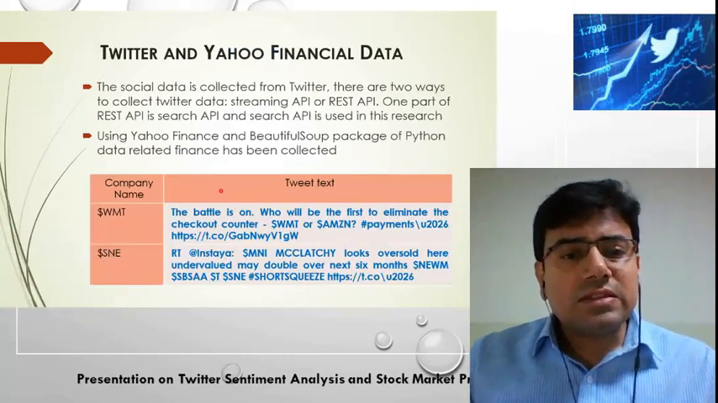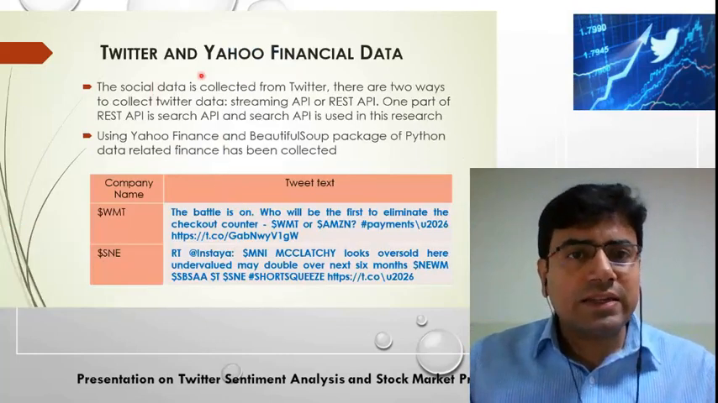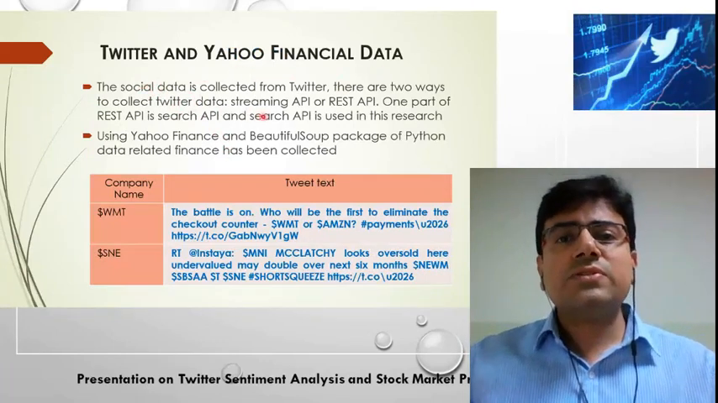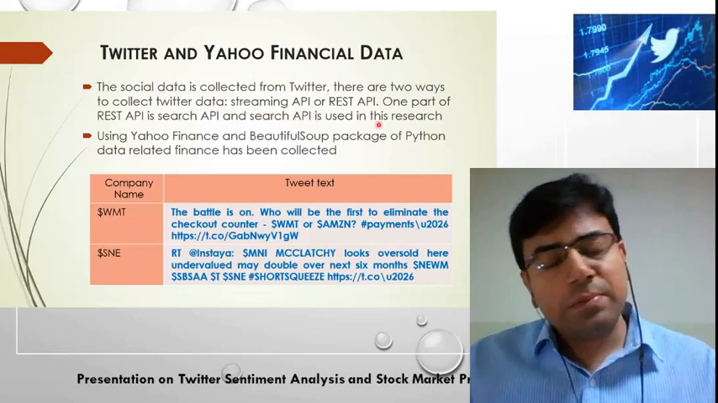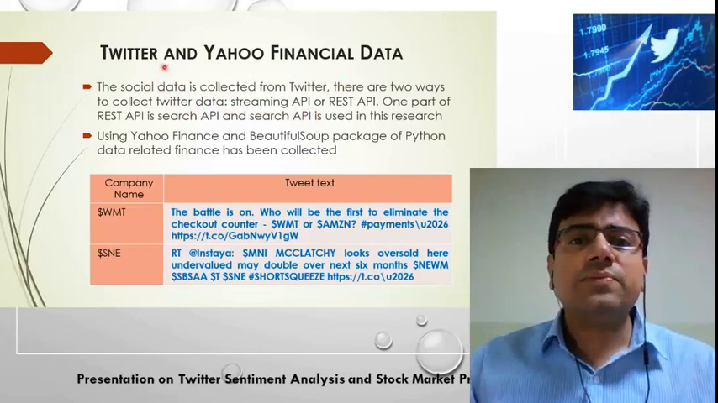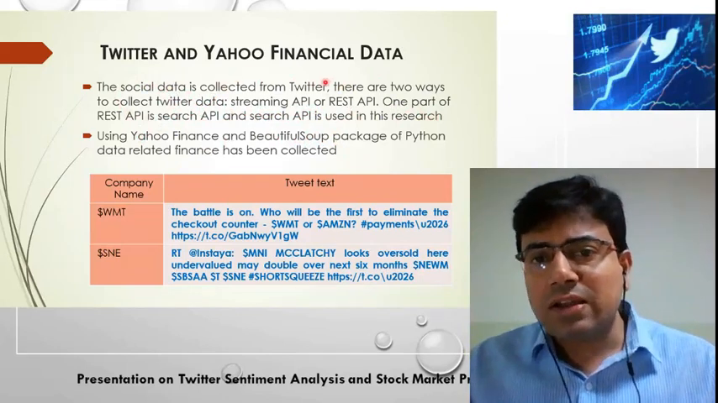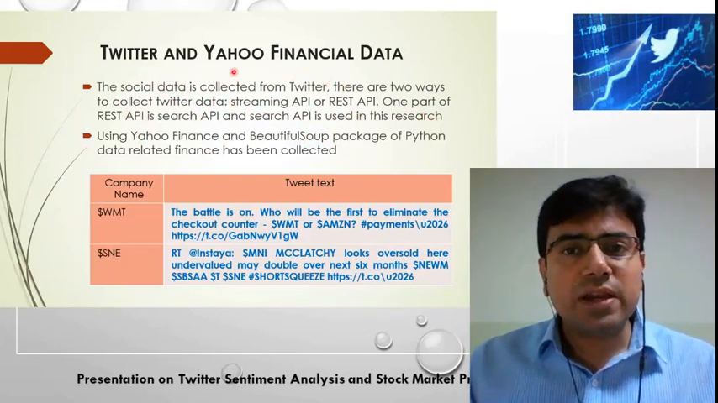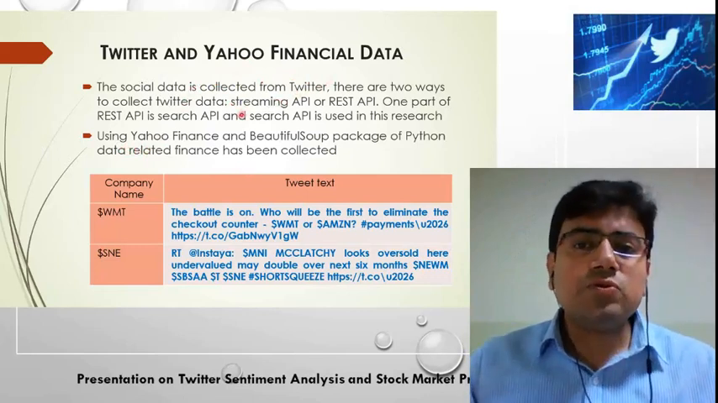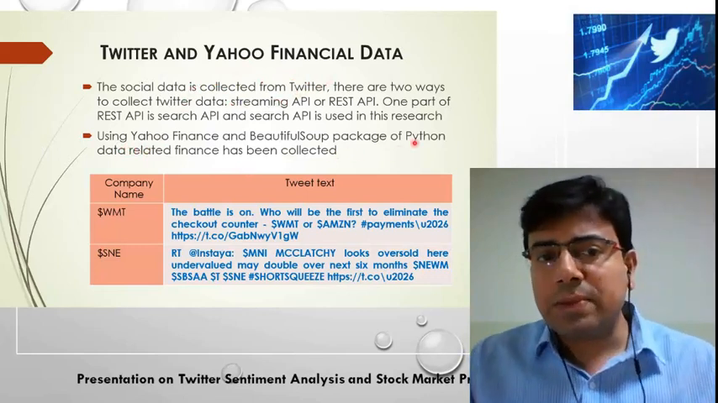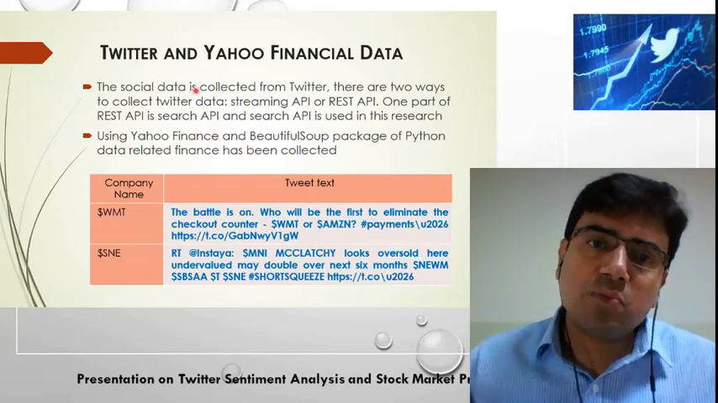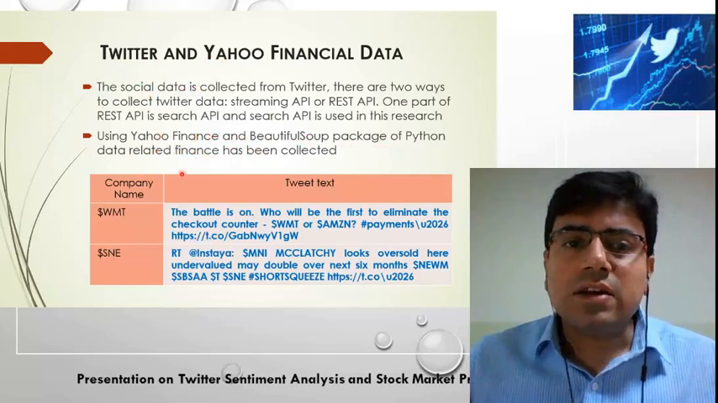This is how we collect the data from Twitter as well as Yahoo Finance. Twitter supports various APIs, the streaming API and the REST API, through which we can collect data from Twitter. Yahoo Finance also supports some APIs through which we can collect finance-related data. Beautiful Soup is a package supported by Python which can be used to filter the data collected from both Twitter and Yahoo Finance.